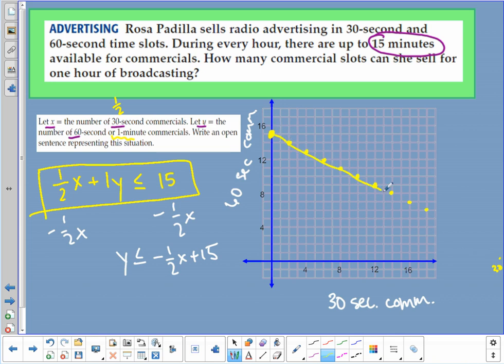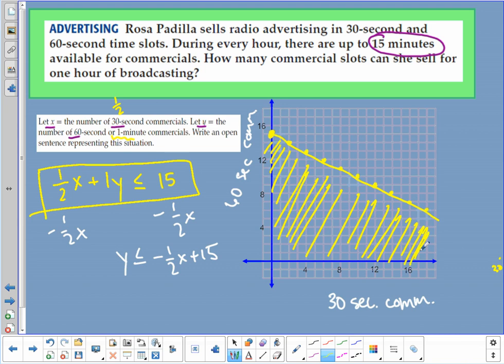My line is solid because I'm including the values on that line, and the shading is below again, meaning any sort of range in that shaded region will work. There's a whole lot of options for the number of 30-second and 60-second commercials that we could have for that show. Shade all the way up to that line there. And again, this would continue out all the way down to the 30 if our coordinate plane extended that far.